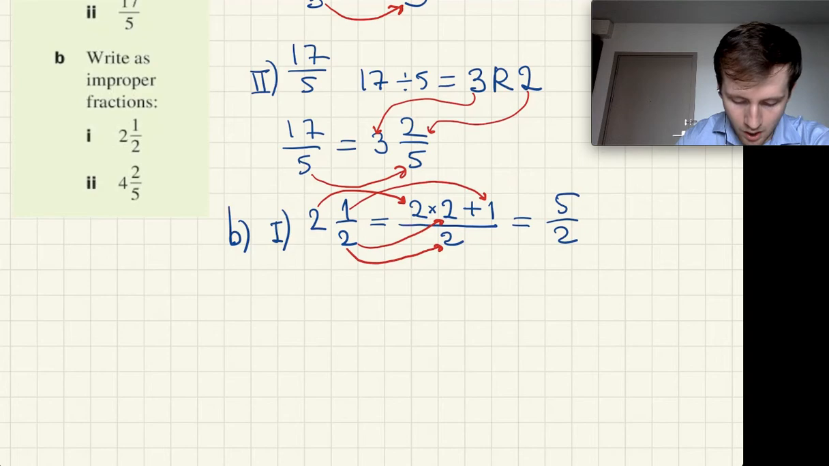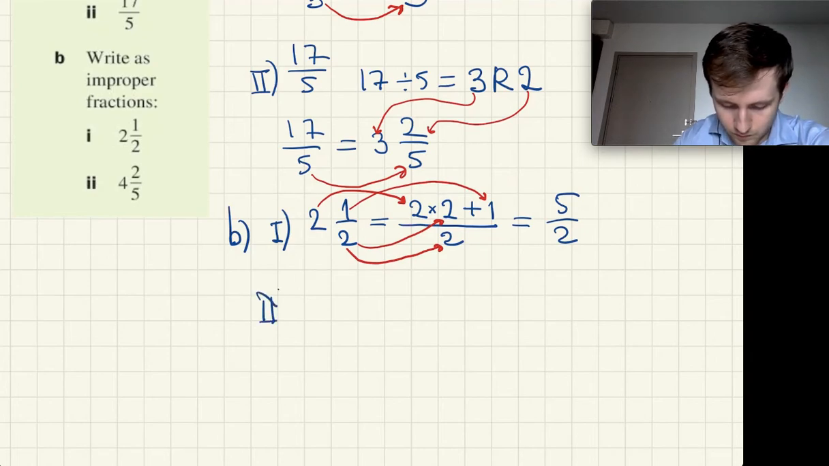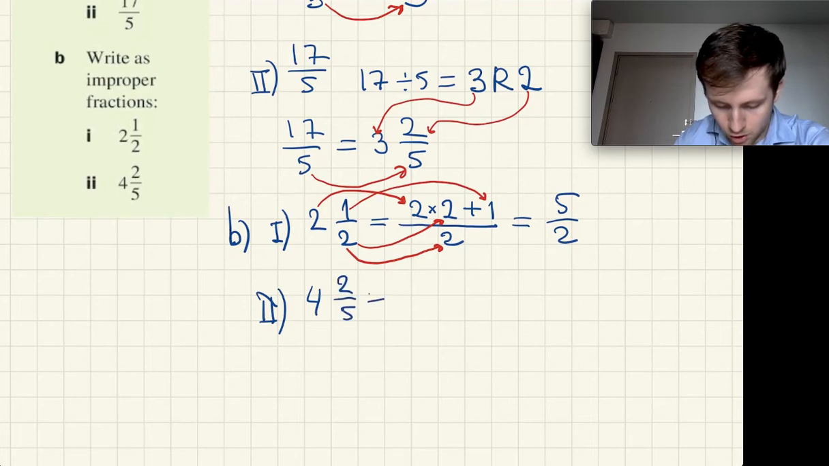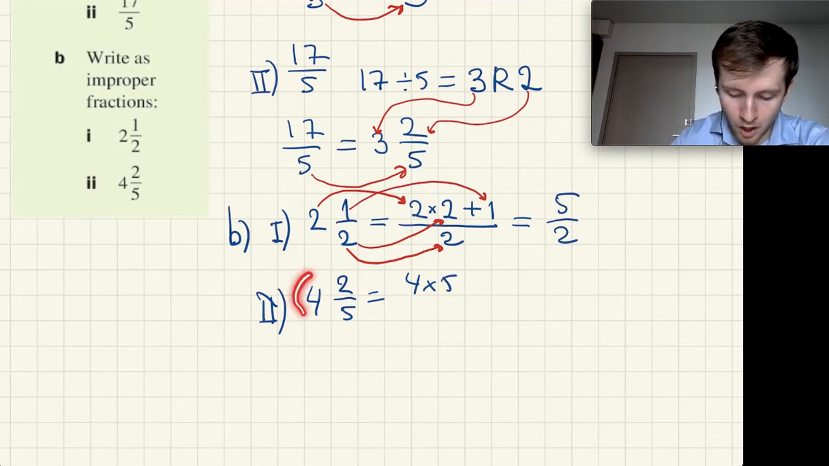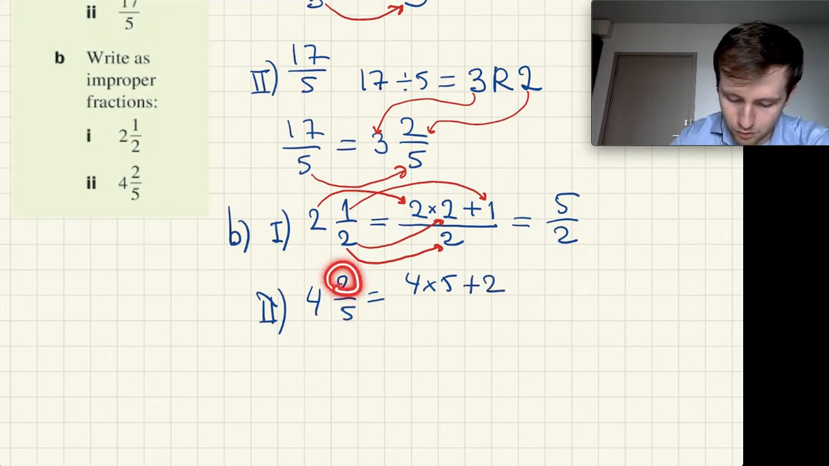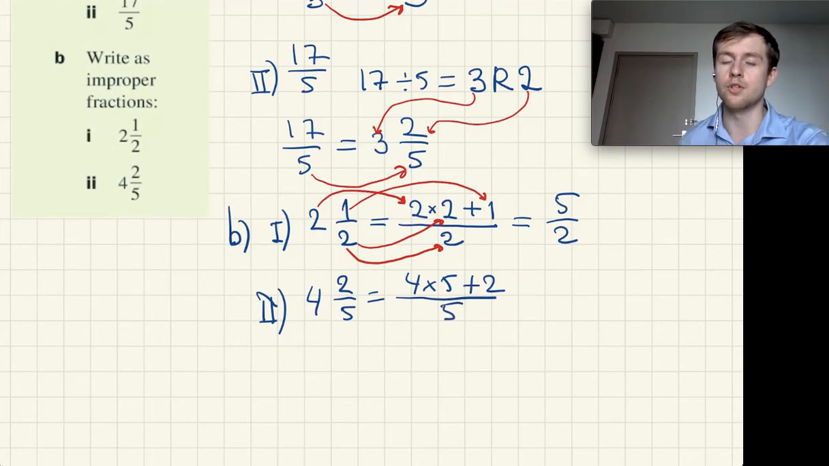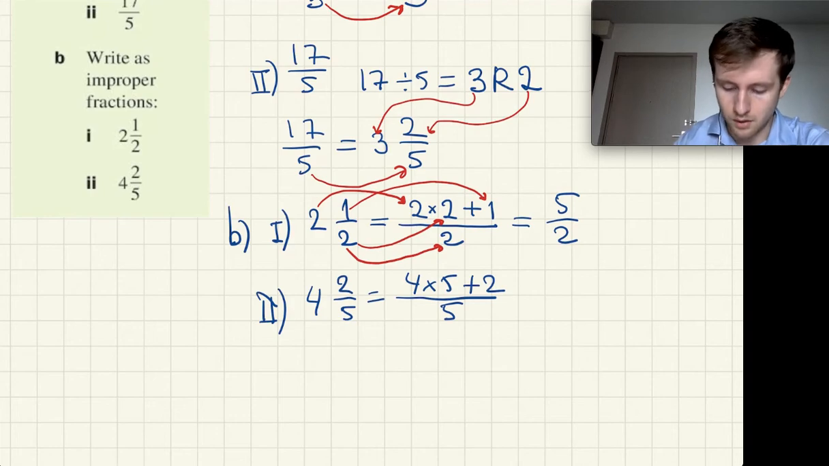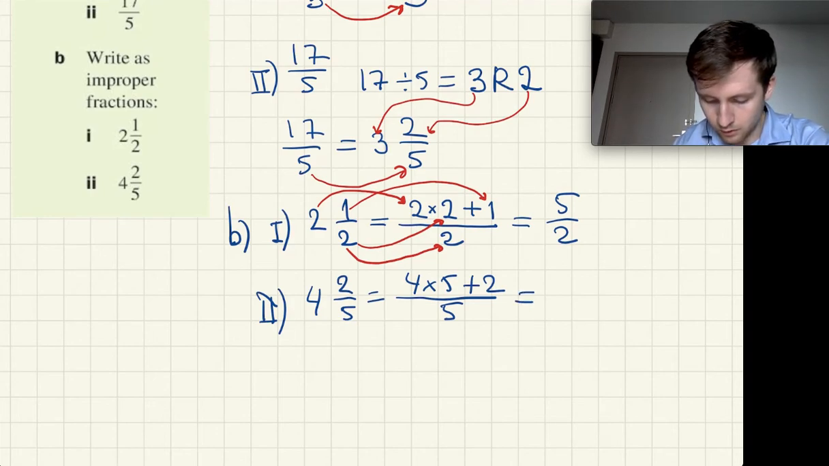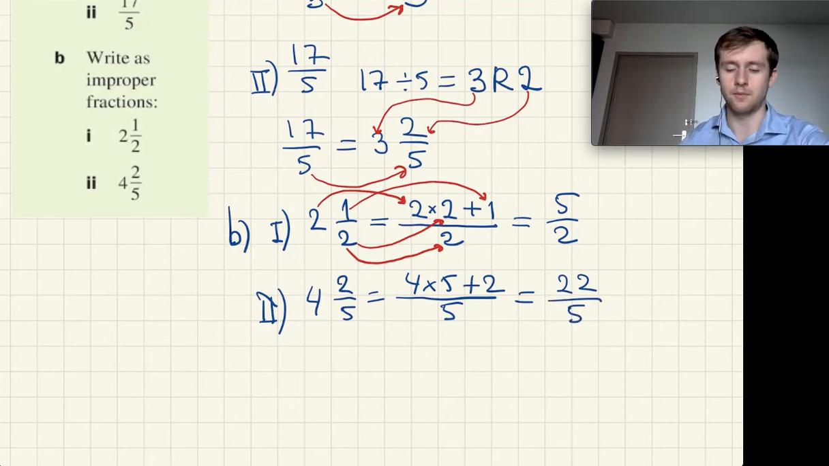Another one we have is 4 and 2 over 5, which is equal to 4 times 5. So the whole part times the denominator plus the fraction part, plus 2, and divided by the same denominator, which does not change actually. And the answer is 22 over 5 in this case.